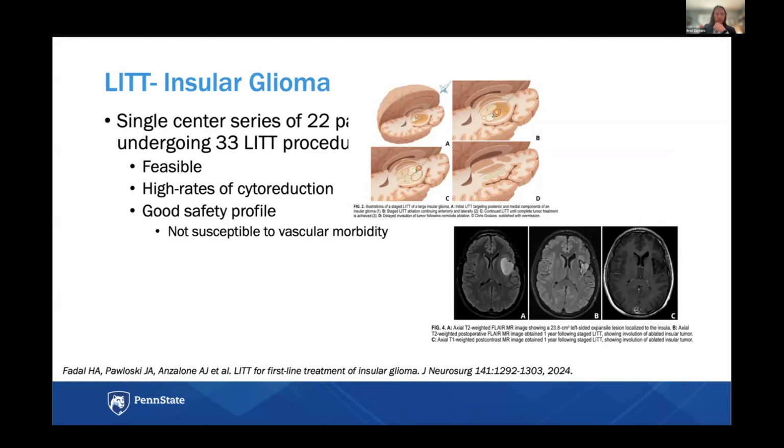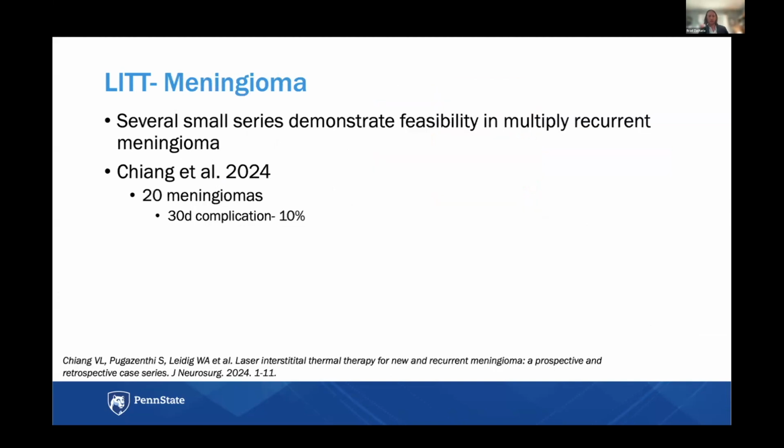This is definitely sacrilegious in the presence of Professor Defoe here, but the group at Henry Ford has even looked at doing LITT and staged LITT for insular glioma, even for low-grade insular glioma. They showed that it's feasible with reasonable rates of cytoreduction and a good safety profile. Again, so people are learning more about this technology and these techniques and pushing the field.